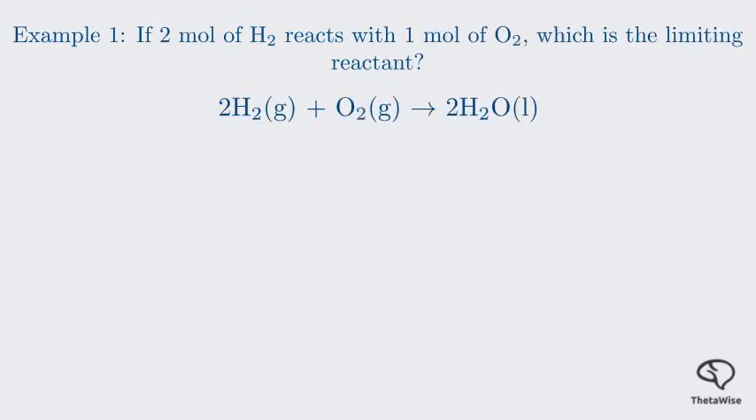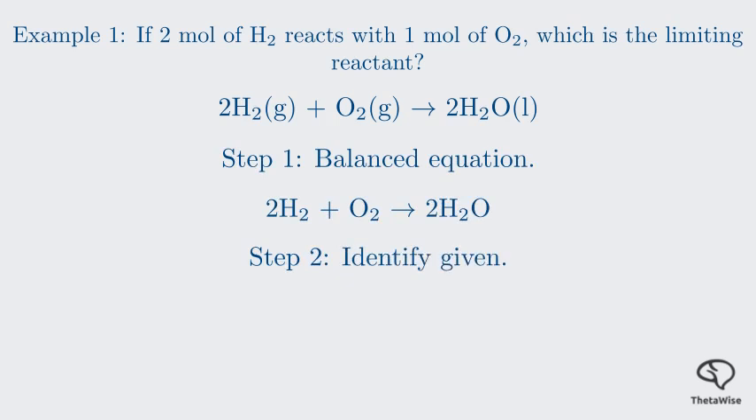Suppose we have 2 moles of hydrogen gas and 1 mole of oxygen gas. When they combine to form water, which is the limiting reactant? Step 1. We need a balanced equation. 2H2 plus O2 yields 2H2O. Step 2. We have 2 moles of H2 and 1 mole of O2. We need to find the limiting reactant. Here's the method. For each reactant, we'll calculate how many moles of a product it could theoretically make. The reactant that makes less product is the limiter.